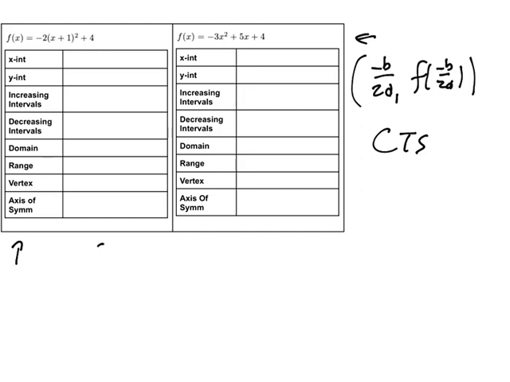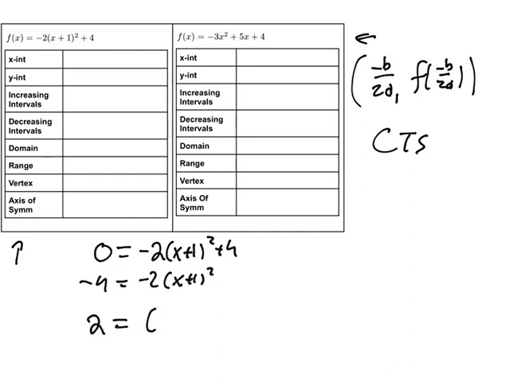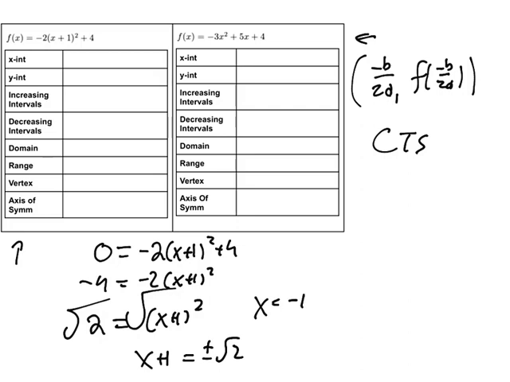Well, that's whenever y is equal to 0, so now I'm solving this equation. I subtract 4. I divide by negative 2. I square root both sides, and I get x plus 1 is equal to plus or minus root 2, so x is equal to negative 1 plus or minus root 2. I don't have the room to write that, so you're going to write that up there.